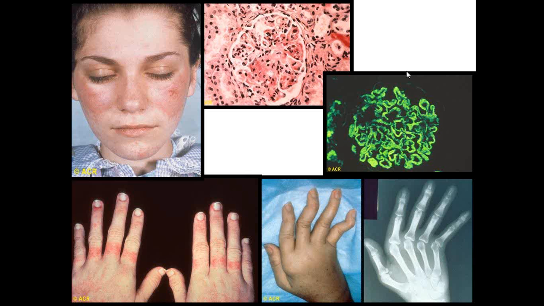Okay. And these are a few of the pictures from the American College of Rheumatology slide collection of lupus, as far as showing some of the common manifestations. So in the upper left corner, there's a picture of the classical malar rash, and that's something that many people are affected with and is fairly diagnostic.